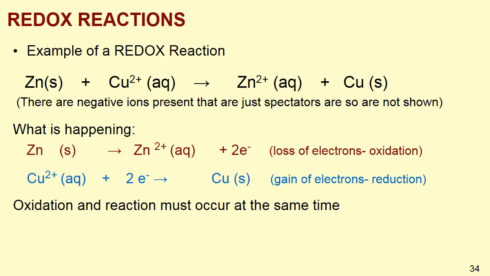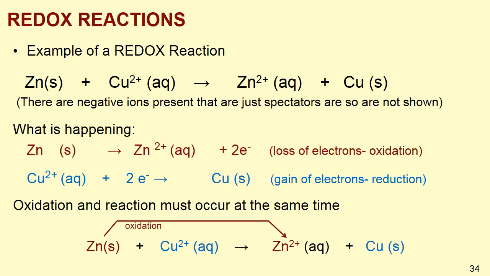Copper, on the other hand, starts out as a 2+ and becomes copper 0, neutral. So copper has gained 2 electrons, and so copper is being reduced. Copper 2+ to copper is called reduction. So zinc becoming zinc 2+ is oxidation, and copper 2+ becoming copper metal is reduction. Again, oxidation and reduction must occur at the same time. So we can see that zinc has been oxidized and copper has been reduced.